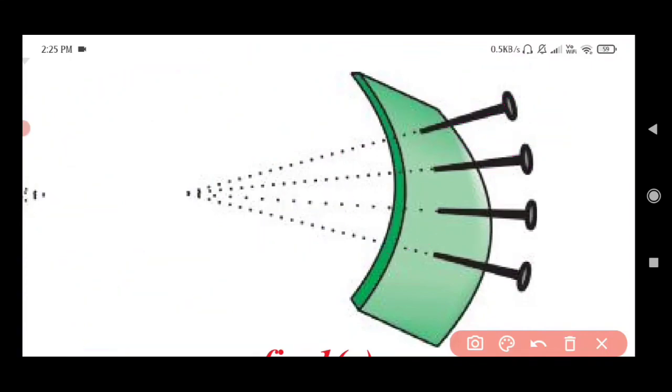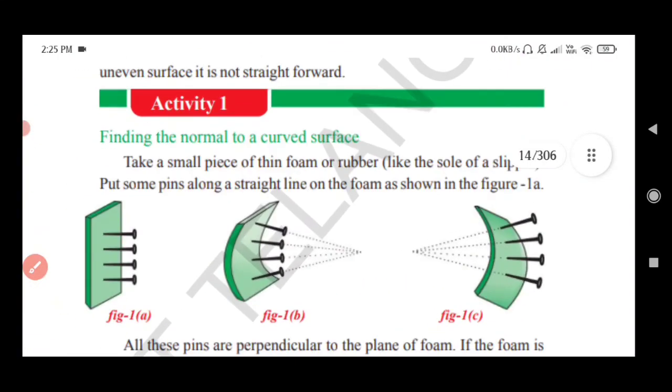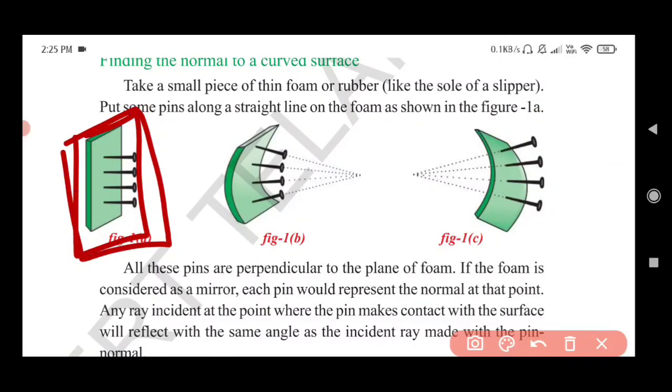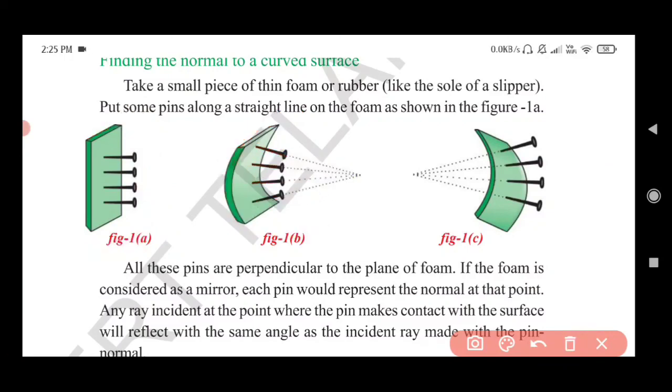So by this experiment, I hope you have understood that. And let me again summarize. Imagine that this is a plane mirror. I have taken a rubber foam, and with the help of my fingers I have bent this rubber foam this side, and the pins are directed towards here, and they are merging at this point. All these pins are representing a normal, and when the incident light is falling, the reflected light is getting reflected at the same angle. So I can say that angle i is equal to angle r.